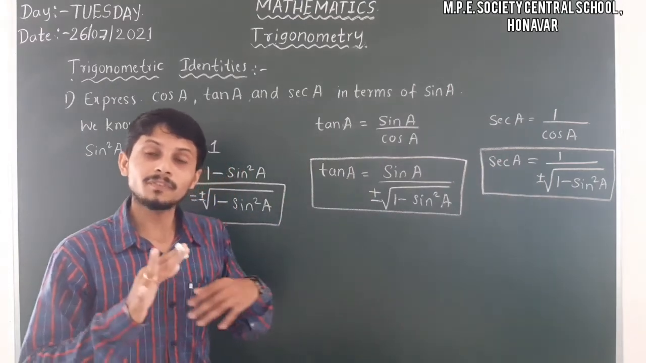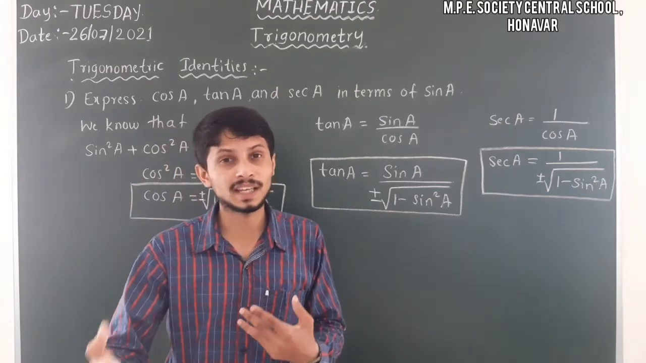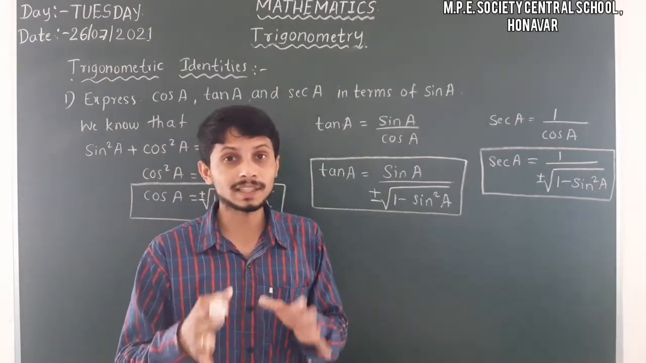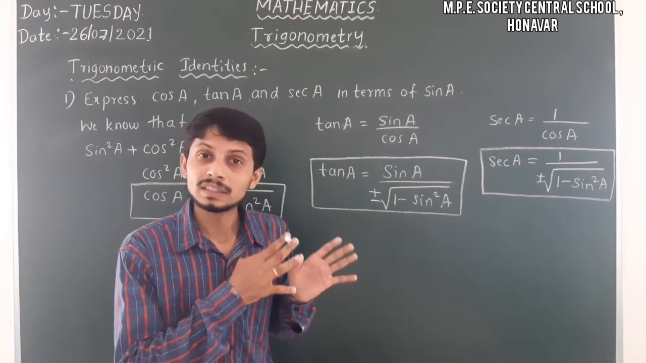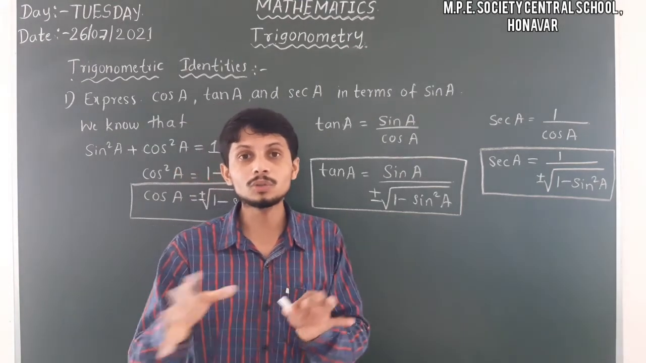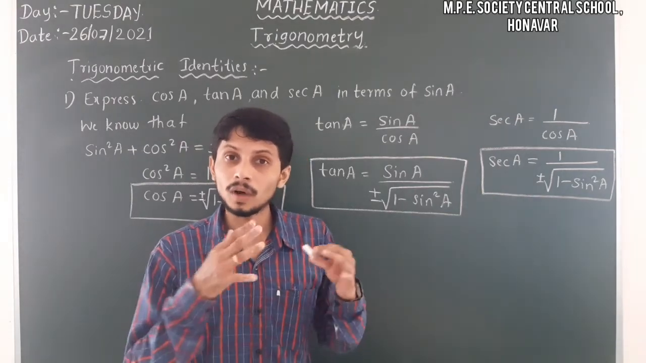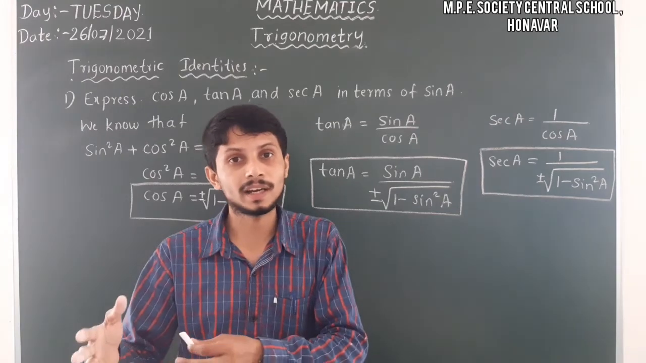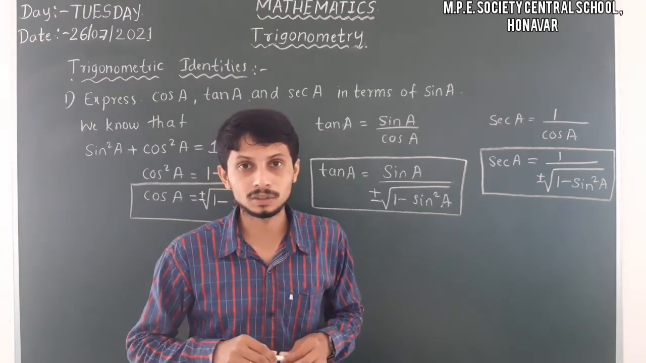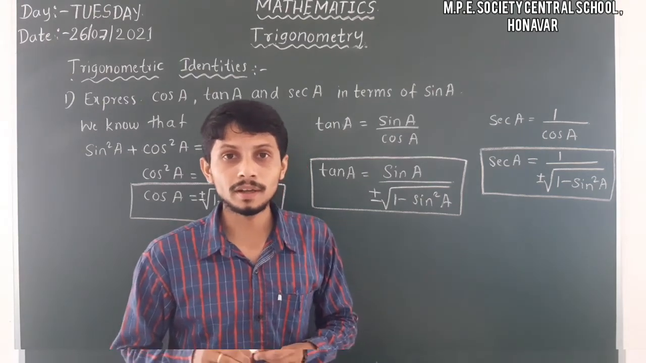So we can solve so many problems, for example cosec A in terms of sine A and cot A in terms of sine A. So all the things we can express. Using all three trigonometric identities, we can relate one trigonometric ratio in terms of another trigonometric ratio. Okay, so let us move on to the next problem.